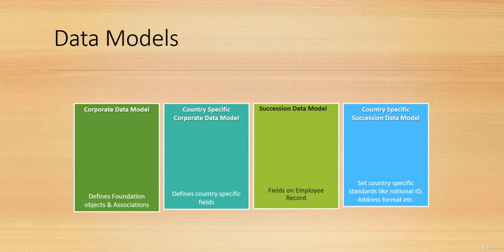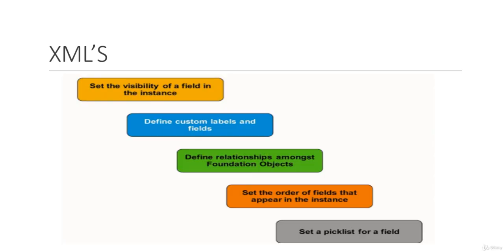The objective of these models is this: they are defined in XML form, and these XMLs set the visibility of a field in the instance, they define the custom labels and the fields, they define the relationship amongst the foundation objects, they set the order of the fields that appear in the instance, and they also set a pick list for a field.